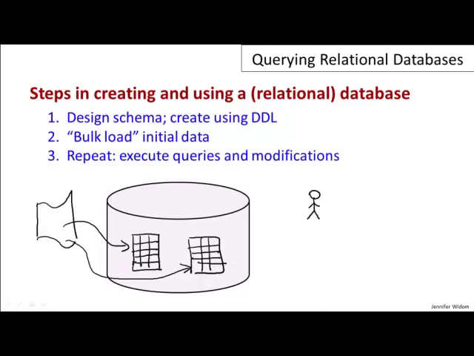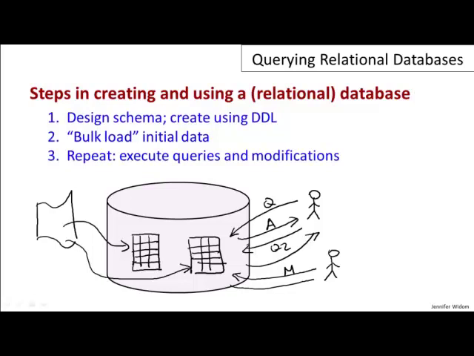In reality, that typically happens through, say, an application or a website. So a user will come along and ask a question of the database and get an answer. They might come along and ask another question, Q2, and get another answer back. The same human, or maybe a different human, might ask to modify the database, so they might want to insert new data or update some of the data. The database will come back and say, okay, I made that change for you. So that's the basic paradigm of querying and updating relational databases.